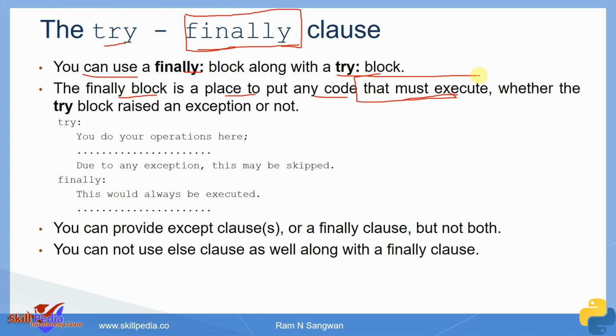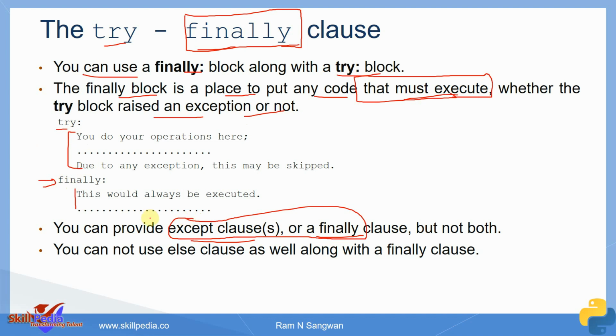Point to be noted, the finally block must execute whether the try block raises an exception or not. So in try, you specify exceptions, and you use finally, which will always be executed. You can provide an except clause or a finally clause, but you cannot provide both. You can use except or finally, but not both.